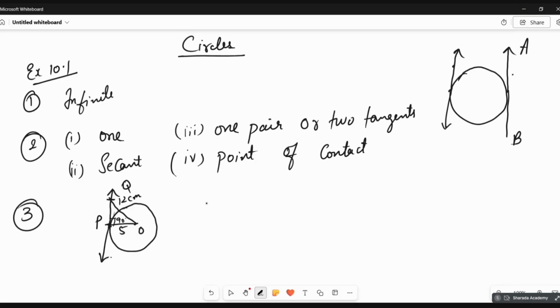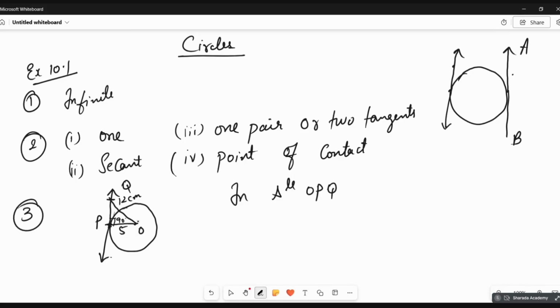What do I have to use? I have to use the Pythagoras theorem. Why will 90 degree come? Always the radius and the tangent at the point of contact make 90 degree. See, this is the radius. PQ is the tangent. OP is the radius, PQ is the tangent. So at the point of contact P, the radius and the tangent will make 90 degree. Always like that.